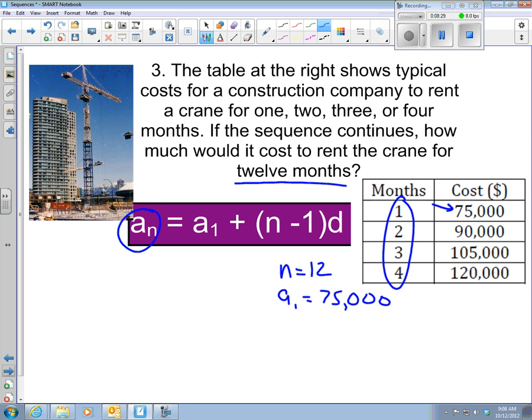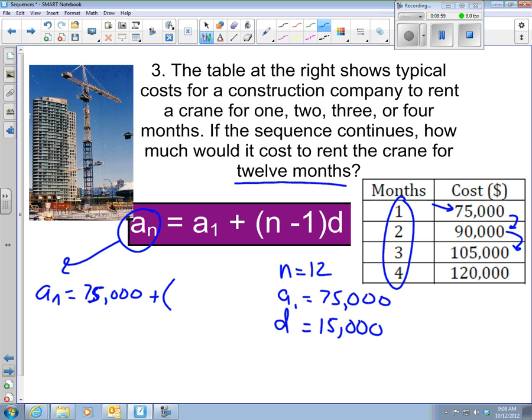My common difference is the next thing I've got to find. Well, what's the difference between 75,000 and 90,000? You'd subtract, and we end up with 15,000. Now, just to make sure, what's the difference between 90,000 and 105,000? Once again, it's 15,000.